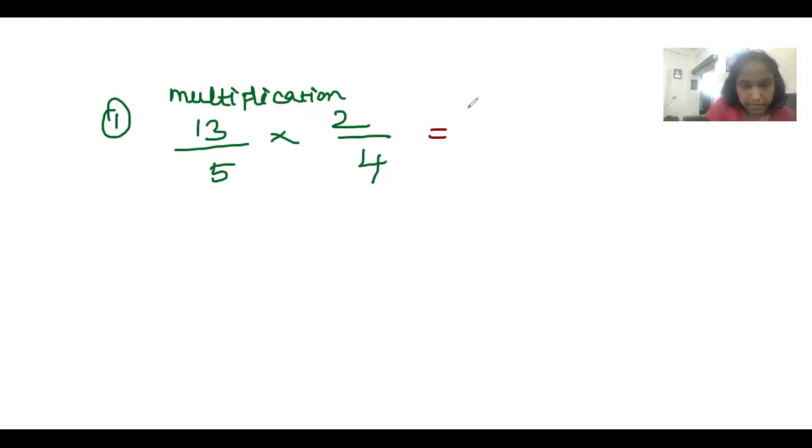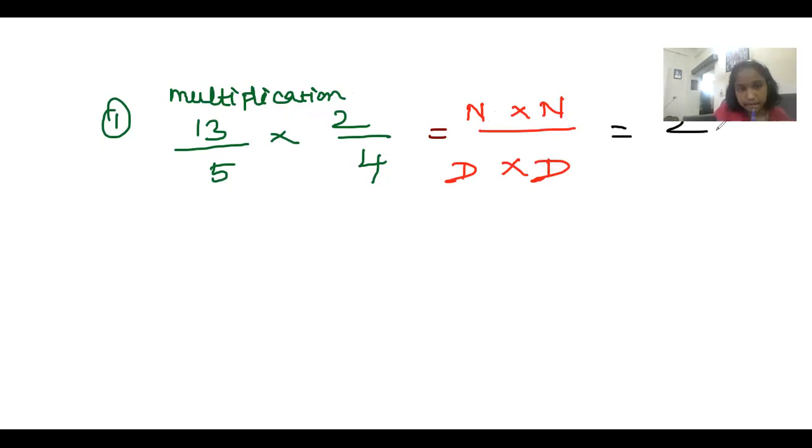How do you perform multiplication of fractions? You multiply numerator by numerator and denominator by denominator. Yeah, 26 by 20. 26 upon 20. Very good, Netra.